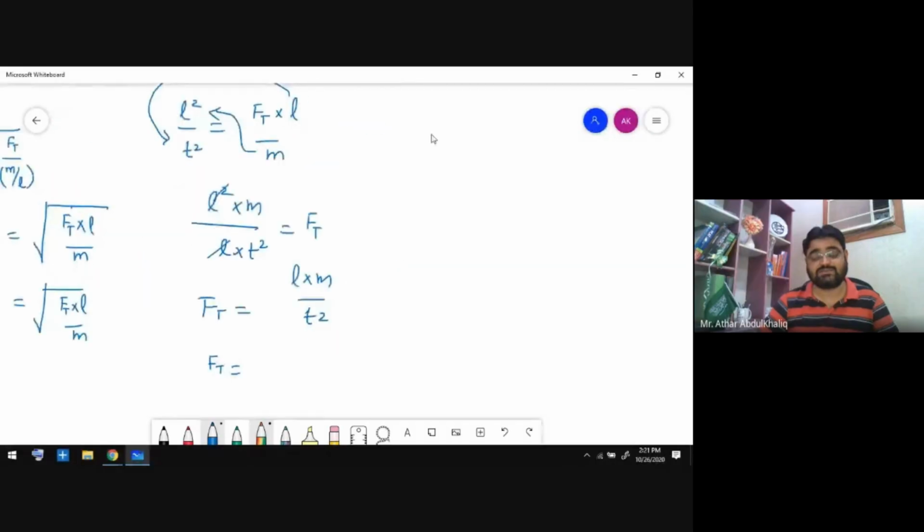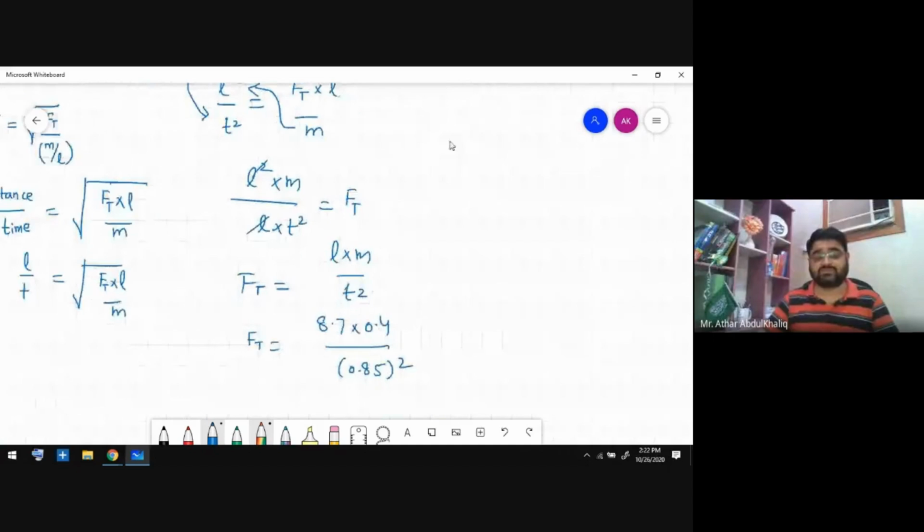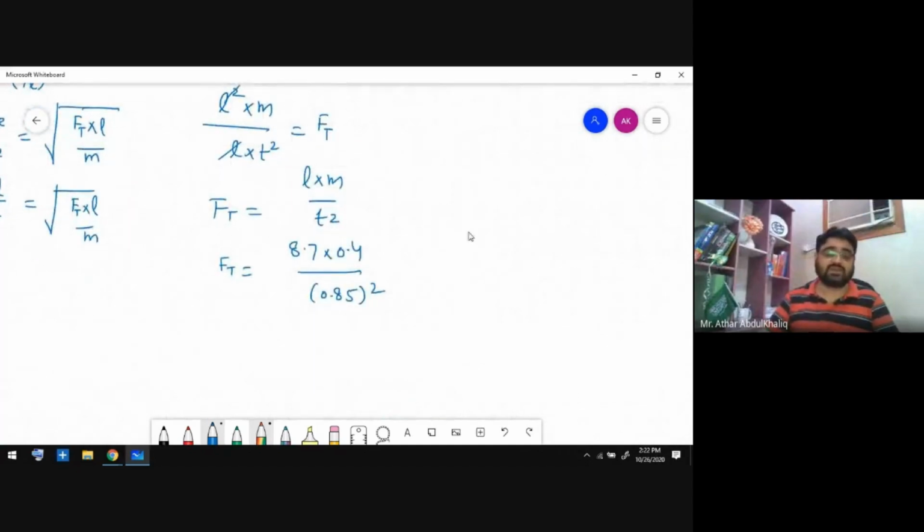L is equal to 8.7, M is 0.4. So I'm going to write 8.7 times 0.4 divided by 0.85 square. Let me check the time again. It was 0.85 second. Now just substitute the values. You will get the tension in the cord.